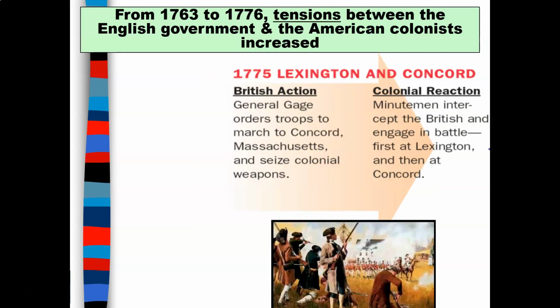In 1775, we get to Lexington and Concord. British action. General Gage orders troops to march to Concord, Massachusetts, and seize colonial weapons. Now, the colonial reaction. Minutemen intercept the British and engage in battle, first at Lexington and then at Concord. So the colonists were very angry and they were ready to fight Great Britain.